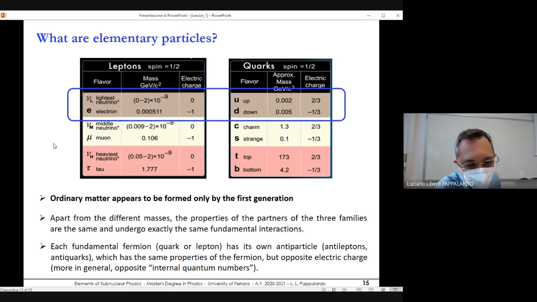Also consider that each fundamental fermion, so both quarks and leptons, has its own antiparticle. We will study, of course, antiparticles in the framework of the Dirac theory in the next weeks. And so we have quarks, leptons, but also anti-quarks and anti-leptons. And they share exactly the same properties, but they come with opposite electric charge, or more in general, with opposite internal quantum numbers. So not only electric charge, but also leptonic numbers, etc. And this will be studied, of course, in detail.